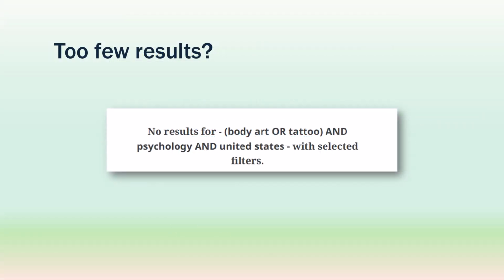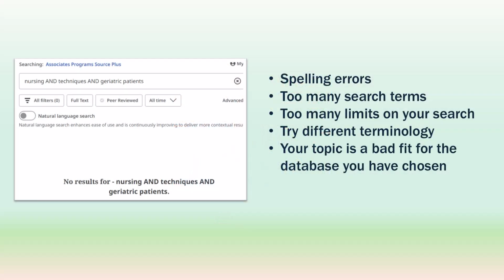Sometimes your searches will give you the opposite problem, too few results. Please, don't get too distraught. There might be a number of explanations for too few search results: spelling errors, too many search terms, too many limits on your search. You should also try different terminology, or your topic is a bad fit for the database or databases that you have chosen to search.